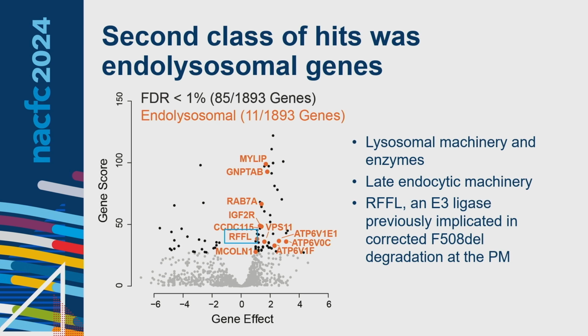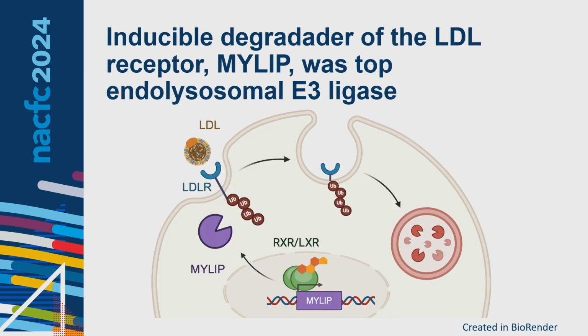So this is relief. We're working the way it should. But the thing that really surprised us was this E3 ligase called MyLip. So what is MyLip? MyLip is actually known as the inducible degrader of the LDL receptor.